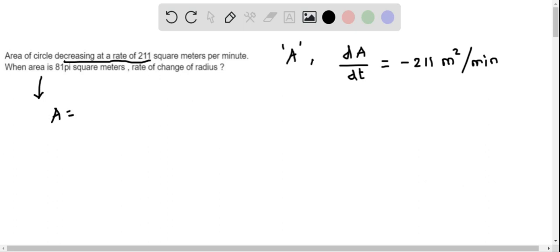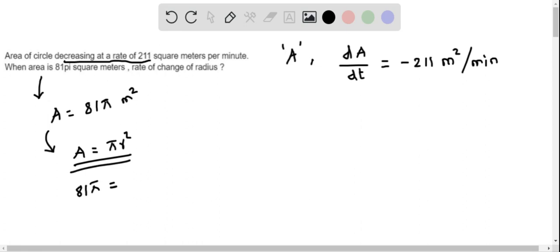This is given as A equals 81 pi square meters. We can find the corresponding radius. For that, we will use the area formula, which is given as A equals pi r squared. This is the area formula for a circle. Now I plug in A equals 81 pi into this and find the corresponding radius. So 81 pi equals pi times r squared.